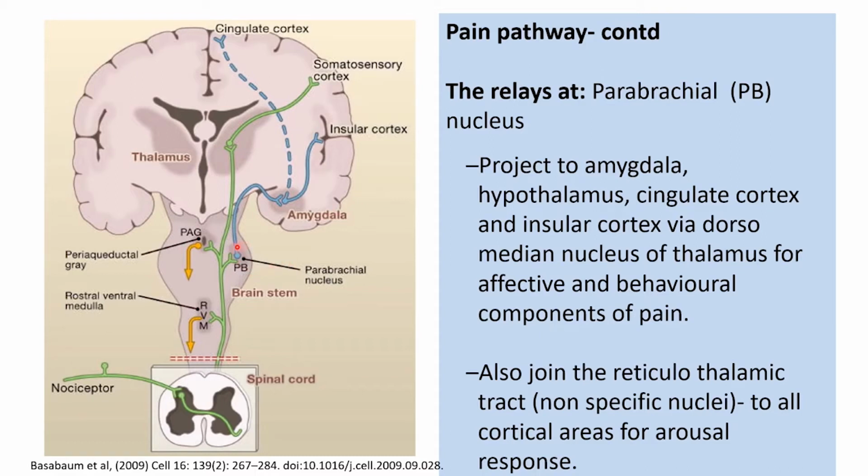In addition, the parabrachial nucleus joins the reticular activating system, which ascends through the thalamus to the entire cortical response for arousal response.